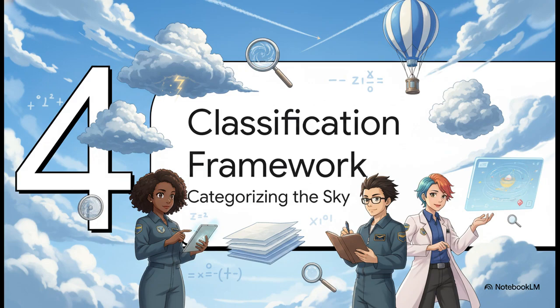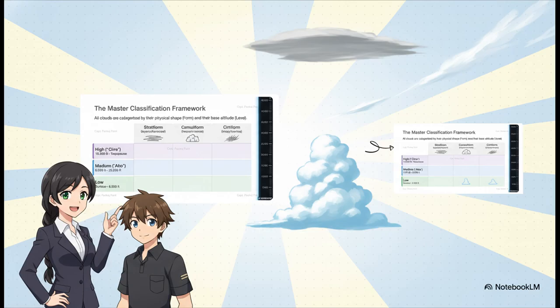Moving on to section 4, the Master Classification Framework, categorizing the sky. All right, so now that we know how to measure these clouds, we really need to know what to call them. Seriously, grab your pens because you're going to want detailed notes on this Master Classification Framework. Every single cloud globally is categorized on a specific grid based on just two things: their physical shape, which we call form, and their base altitude, which we call level.